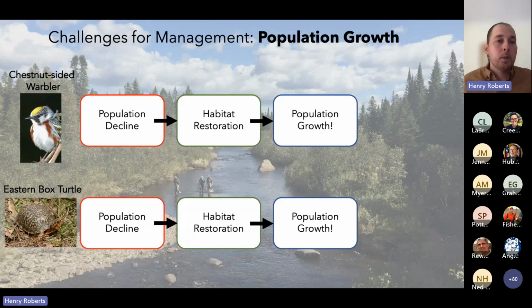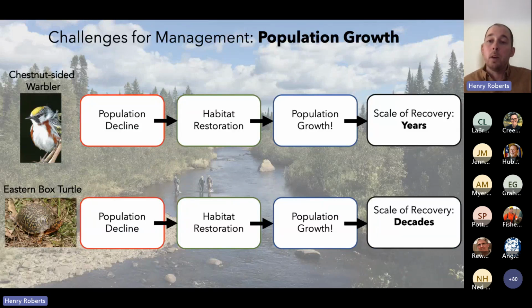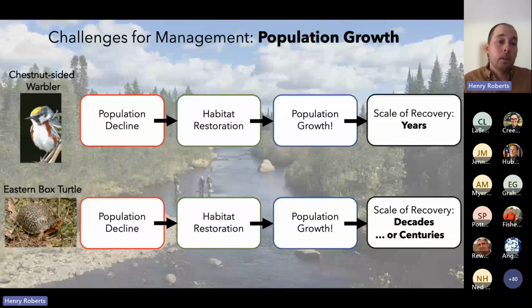The big difference between these two species is the scale of recovery. The temporal scale of recovery for a chestnut-sided warbler is going to be on the order of years, relatively quickly. We're going to be able to see that response. On the other hand, for the eastern box turtle and turtles in general, the scale of recovery is going to be on the order of decades, and in some cases, maybe even centuries. So some people think that the eastern box turtle is actually still recovering on a population level to the widespread deforestation that occurred in the mid-1800s in the Northeast.